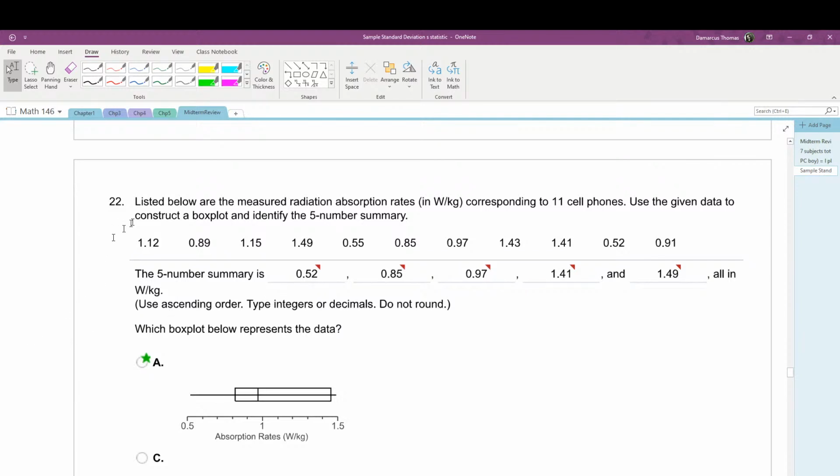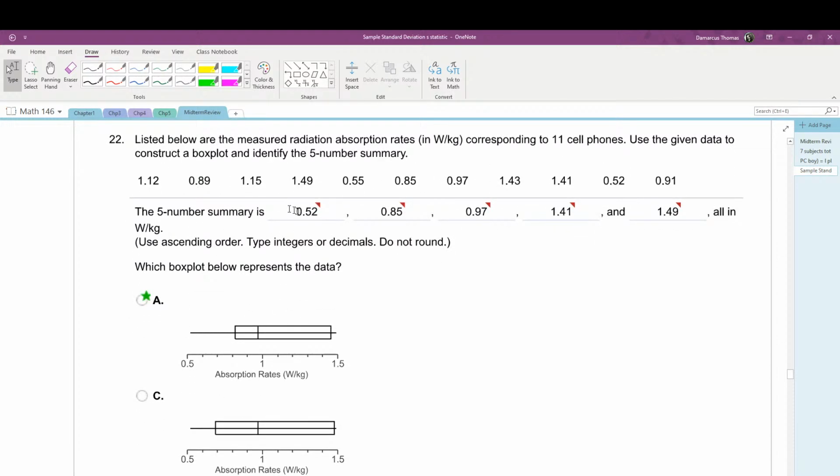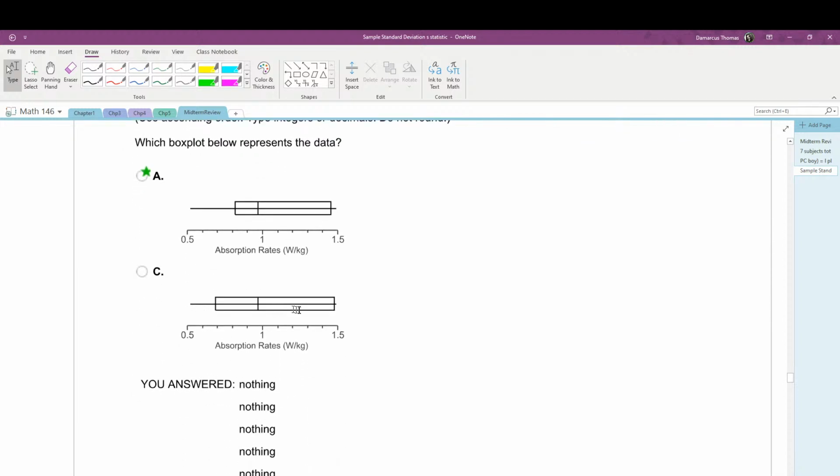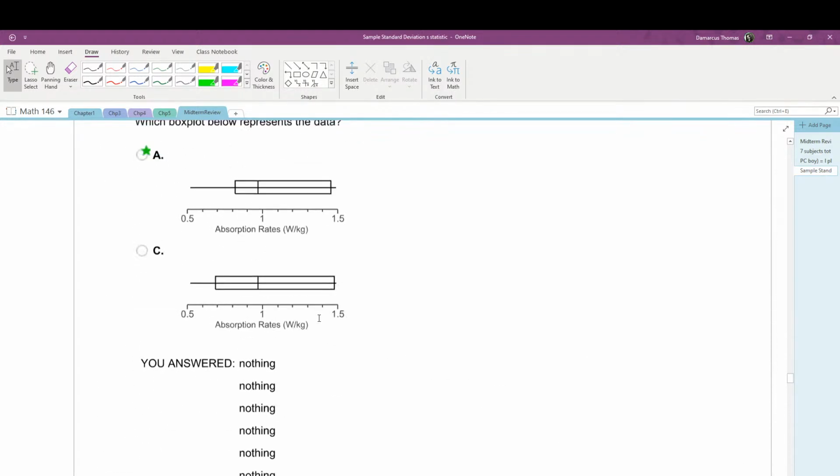They want you to do it again. Find the 5-number summary given this data set, and then you write it in there, and then you choose which box plot corresponds to the 5-number summary. They're nearly identical. I can't even see B and C.